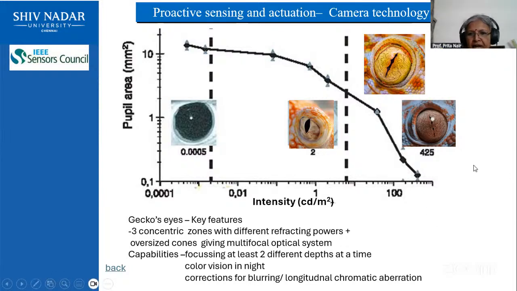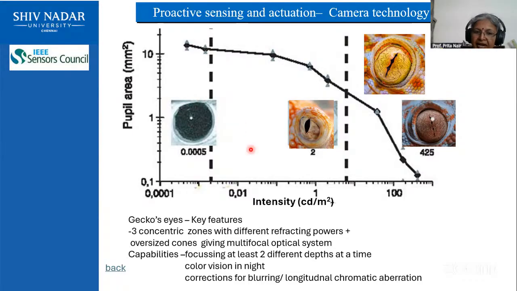And if you really look at the aperture, when the light is very high, it's just small pinpoints. I don't know how clear it is in the picture here, but these are just 4 dots which are opening into the 3 different zones, which means it's creating images at multiple depths because the refracting powers are different, right? So it has a multifocal system. And when the light is not sufficient, it opens up more. This is showing the pupil's area as the light intensity increases. When it's increasing, it shuts down. When it is less, it opens up and becomes bigger.